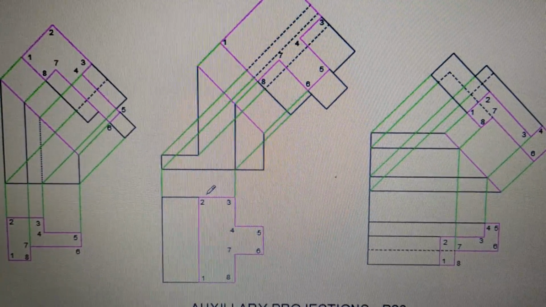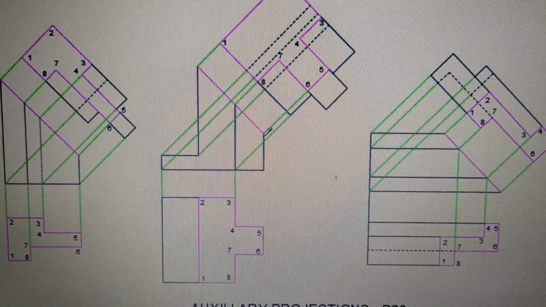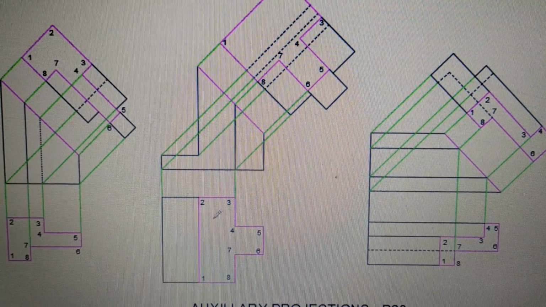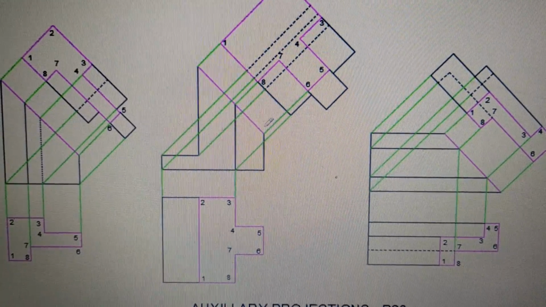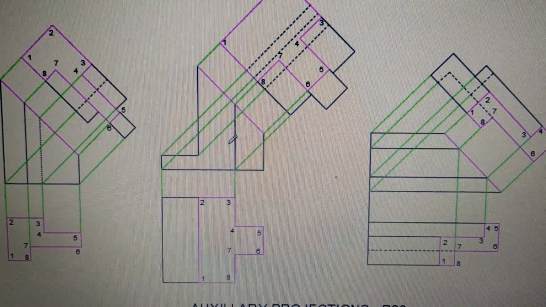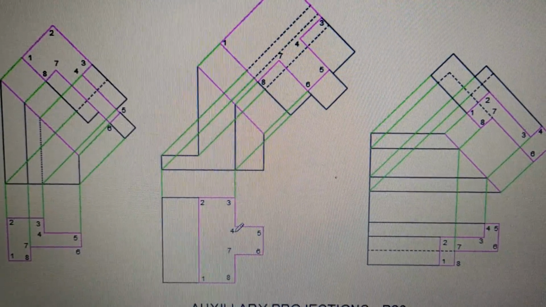Now let us go to problem number 2. Now this is problem number 2. This is the top view that is given. This is the front view that is given, and all the dimensions are given to you. So this and this figure, front view, top view, you can draw.